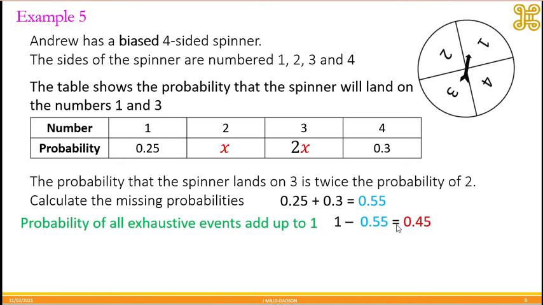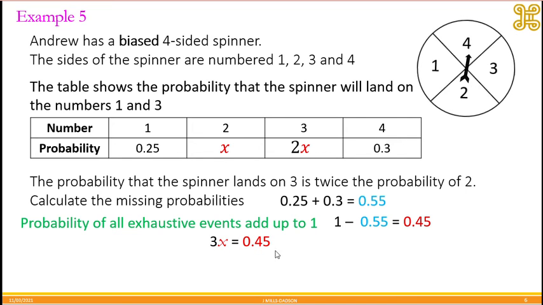1 minus 0.55 is 0.45. This 0.45 is for 2 and 3. They need to be shared. But we have x and 2x. So x and 2x makes 3x. That means 3x represents 0.45.